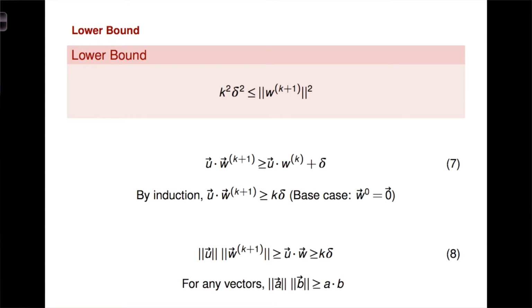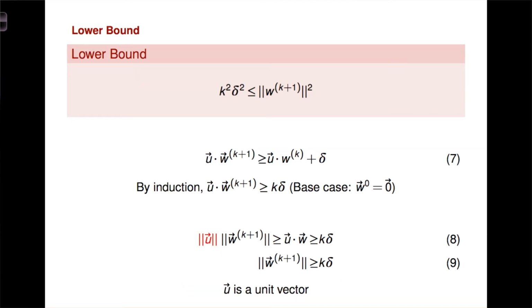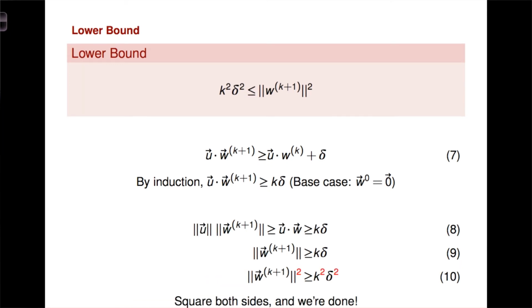And so this isn't exactly what we want, so we're just going to take the norm of these vectors. For any two vectors, the product of their norms is going to be greater than the dot product. You can think about norms as absolute values, and so the product of the absolute values of two numbers is going to be at least as large as the product of the numbers themselves. Okay, so we can get rid of the unit vector, and we're left with the norm of w_{k+1} is greater than k delta. And so now we're just going to square both sides, and we're done.